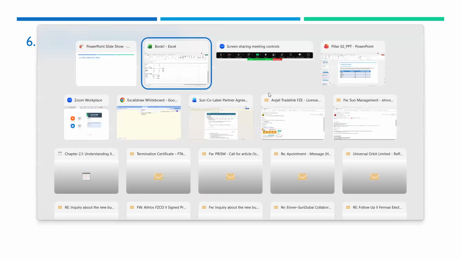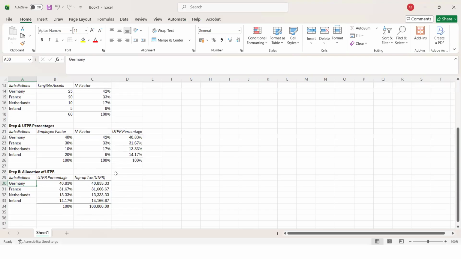Now, this is very important. There is something called the UTPR carve out rule also. Now let's go to this question. Let's say Germany has around 40% of UTPR, right? Out of the total residual UTPR or residual tax, the constituent entity in Germany has to pay 40.83%.